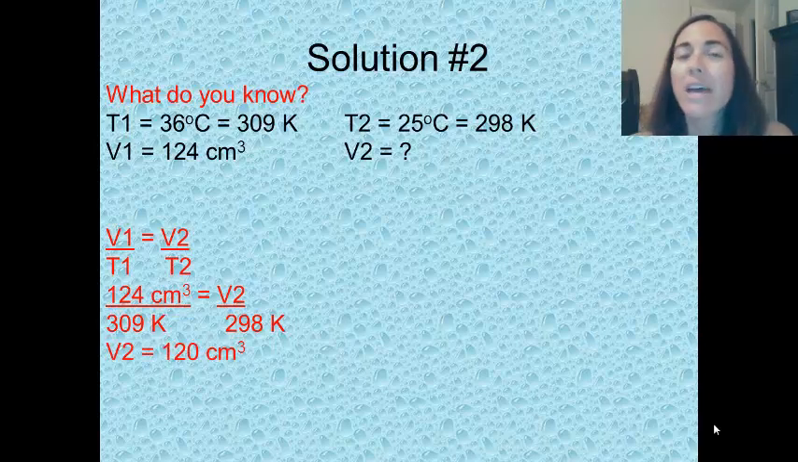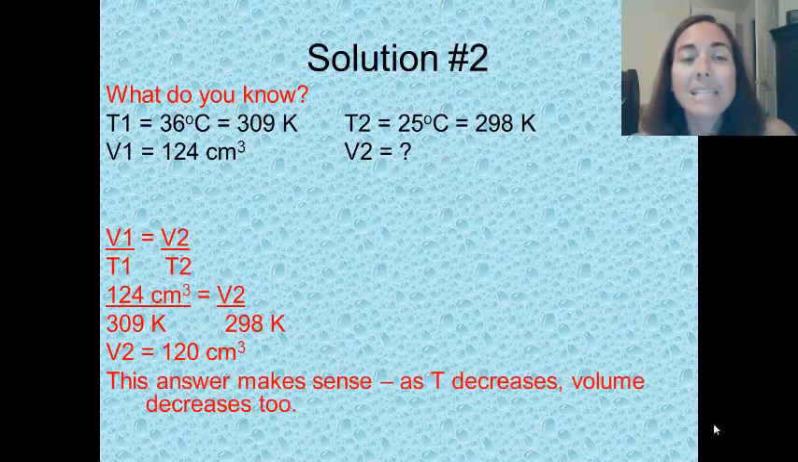Now think about that answer. Does it make sense? Well, I know that the temperature went down, and I know that volume's directly related. So if temperature goes down, volume should go down. So it does make sense that the volume went from 124 centimeters cubed to 120 centimeters cubed. Use these predictions to help you decide if you've worked your problems correctly.